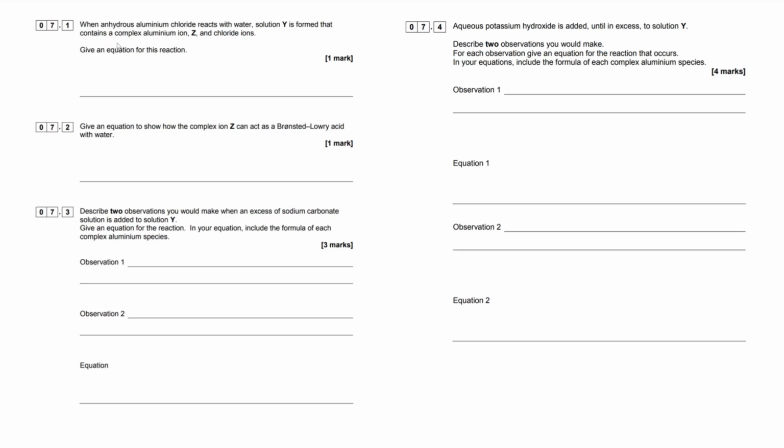All right, this is from paper 1, June 2018. If you want to check it out yourself, have a go, see how you do. So when anhydrous aluminium chloride reacts with water, solution Y is formed, okay, that contains a complex aluminium ion Z as well as chloride ions. Give an equation for this reaction.